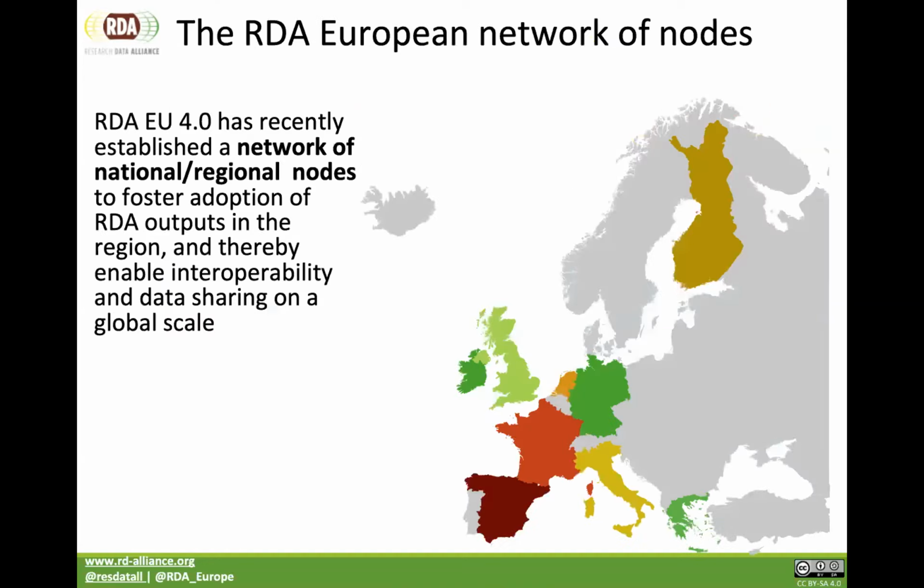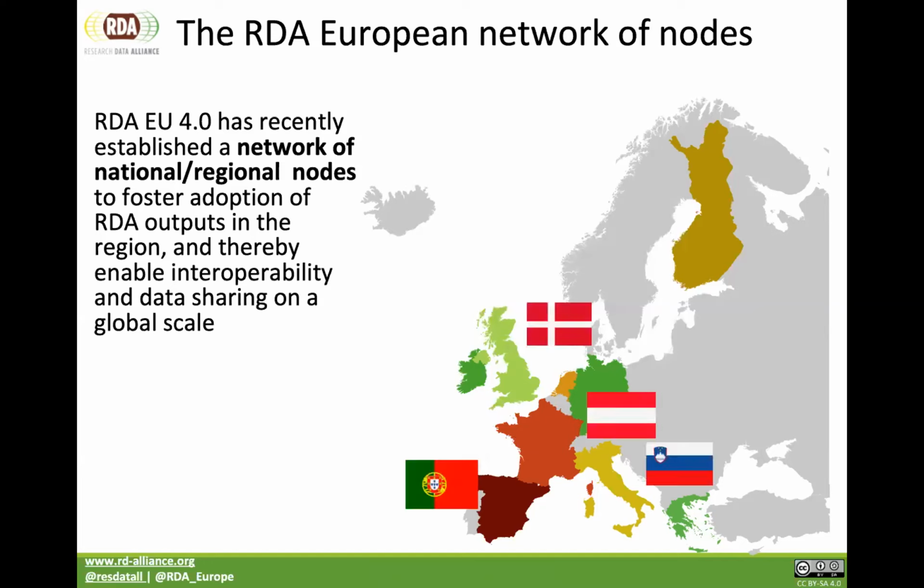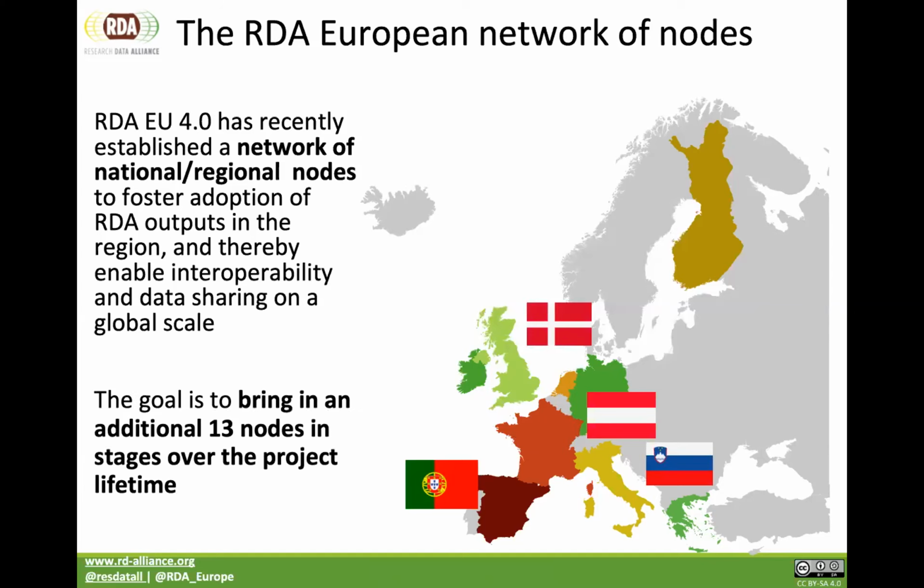One of the innovative aspects of the RDA Europe Project 4 is the establishment of a capillary network of nodes to foster adoption of the RDA outputs. At the start of the project in March 2018, 9 nodes were set up: Spain, France, Ireland, UK, Netherlands, Germany, Finland, Italy, and Greece. We are currently in the process of establishing 4 additional nodes: Denmark, Slovenia, Portugal, and Austria. And the final aim is to reach a complete coverage of the European region.